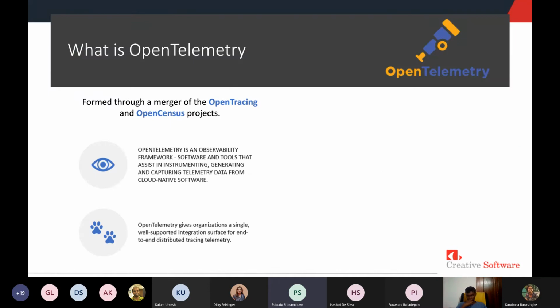So OpenTelemetry, as TT mentioned, is a project created by merging OpenTracing and OpenCensus, two very popular distributed tracing projects. Basically, what OpenTelemetry provides is a set of software and tools that allows you to instrument and generate telemetry data and capture it. With OpenTelemetry, you can cover all your organization's applications to get a very good understanding of the underlying functionality, how it went and what went wrong.